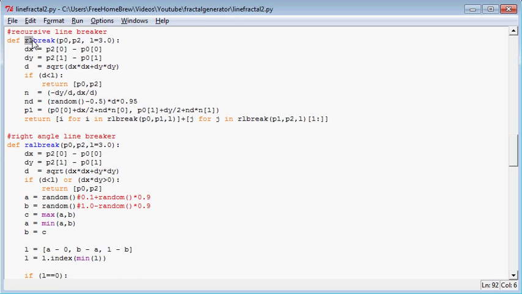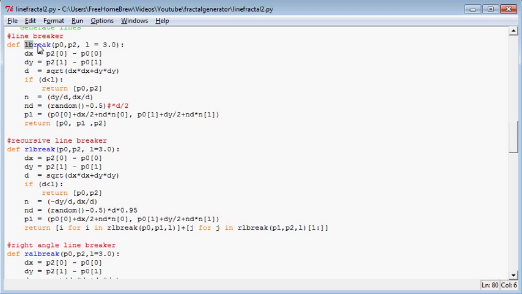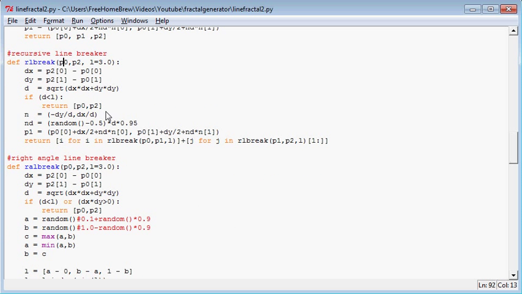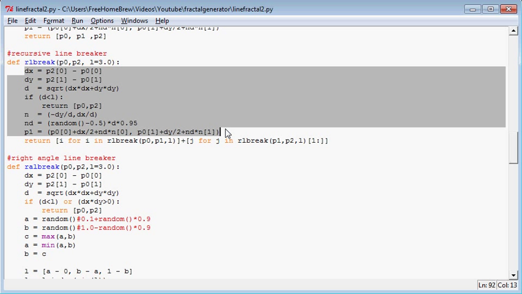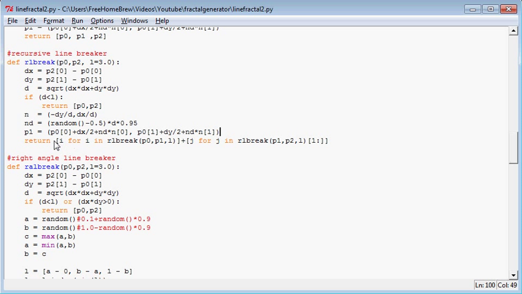This is RL break. L break is line break. RL break is recursive line breaker. So yeah, that's just my way of doing things. Takes the same arguments, takes the same methods up until here, and then it will return i for i in RL break of P0, P1 and P1, P2. So what this does is it breaks a line it gets, and what it returns is the broken lines between point 0 and point 1 and point 1 and point 2.